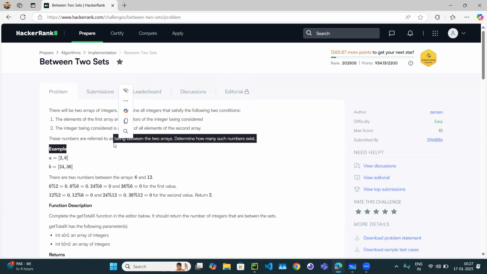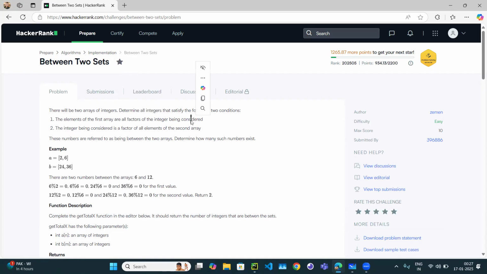All right. So basically, we need to read this question multiple times to understand what is being asked. There are two integer arrays, which is perfectly fine. We need to find some integers which satisfy those two conditions. But what are those two conditions? The elements of the first array, meaning 2 and 6, are all factors. What does it mean by factors?